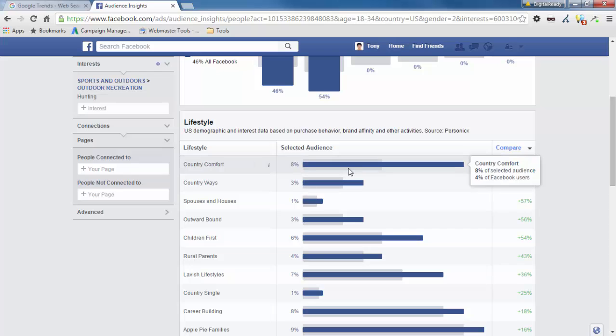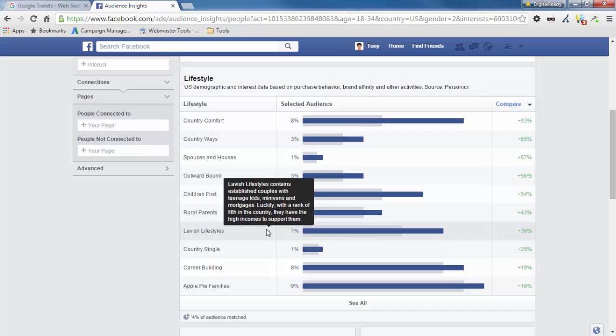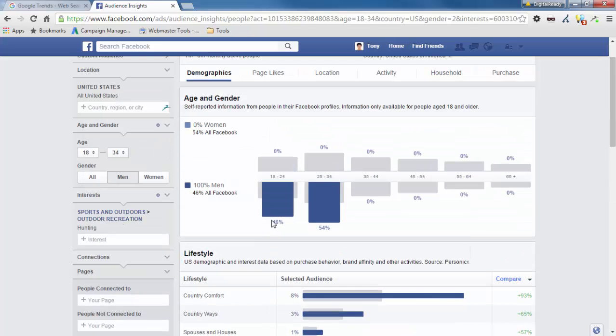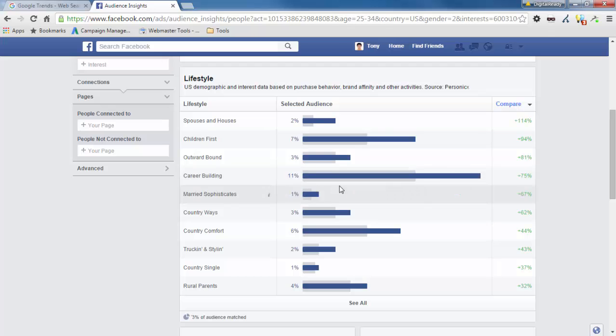Here, obviously, a lot of people live in the countryside, and that's probably why they like hunting. Quite a few of them already have children. And what else stands out here? Some actually have lavish lifestyles, maybe primarily because of the single population. So we can try 25 and see if that changes anything, if the lavish lifestyle goes away. And as you can see, yep, that definitely goes away. Career building becomes the primary focus for these people, and they also have kids. So that's something to think about.